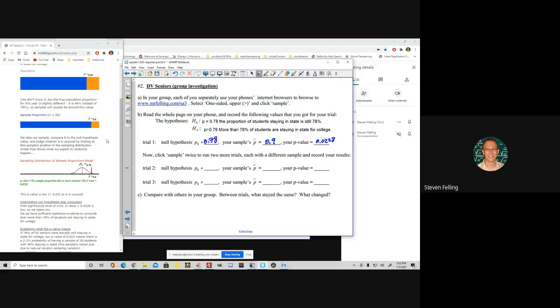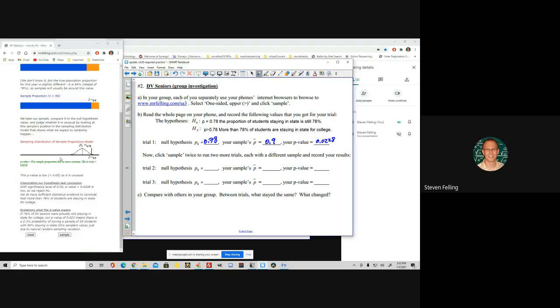Then the way we would finish this problem is, because this p-value is low, below our standard 0.05, it's unusual. So we would say with a significance level of 5%, a p-value of 0.0228 is low, so we reject the null hypothesis. It's too unusual to assume that 78% is still true. And therefore, the second sentence in the paragraph would be, we do have sufficient statistical evidence to conclude that more than 78% of students are staying in state.